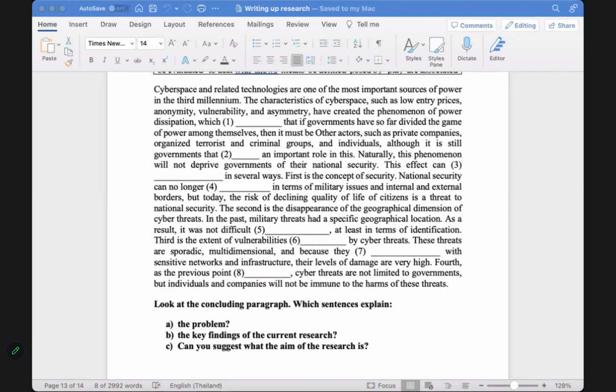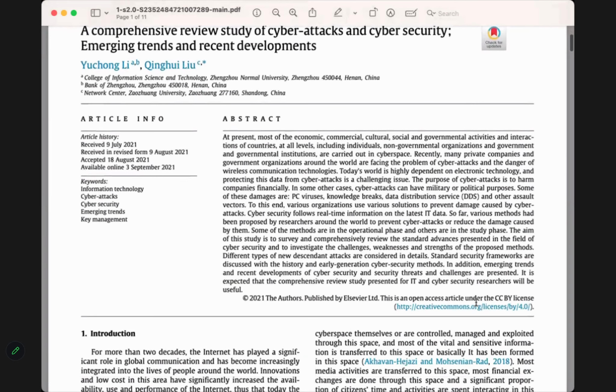And if we open the article itself, we will check our suggestion by reading the abstract, because in the abstract we all the time have the aim and the main findings. So if you read the abstract, you can find out whether your suggestion about the aim of the research is right or not. Yeah, you can read on your own and just tell me how close we are to the real aim.